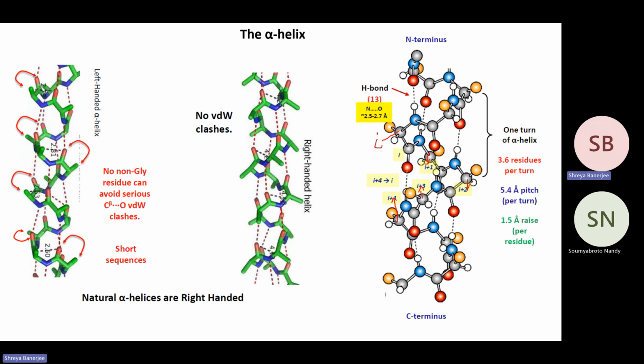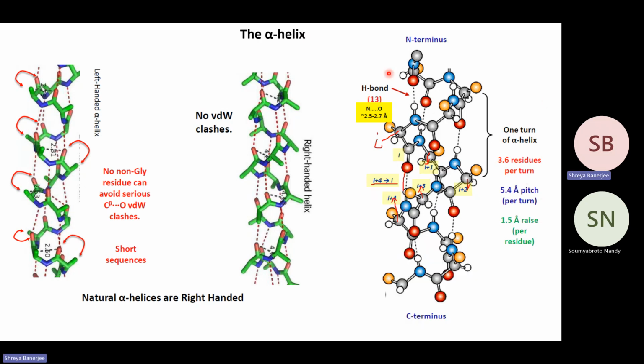Now, you can see the NH of I plus 4 and the carbonyl oxygen of I are close together and they form hydrogen bonds, where the distance between this N and O is around 2.5 to 2.7 angstrom. So the alpha helix forms in such a way that the I and I plus 4 residues are brought close together, and there is a hydrogen bond between the CO and NH of I and I plus 4.